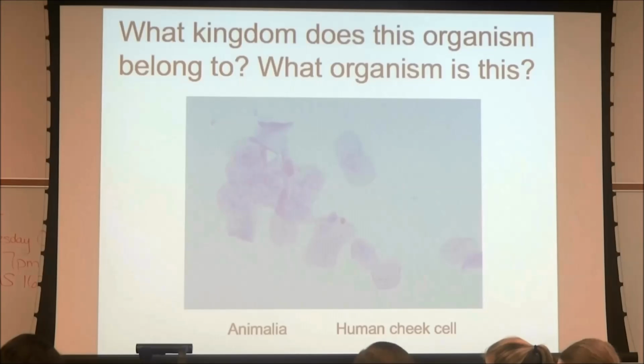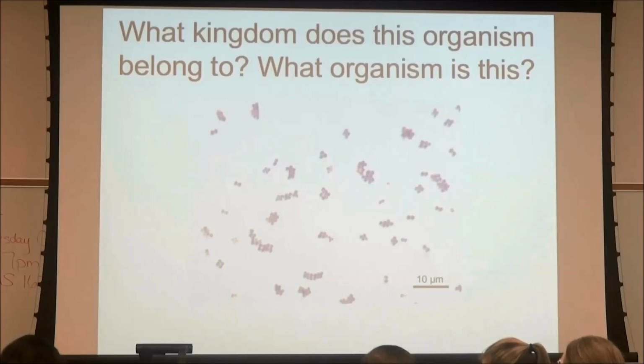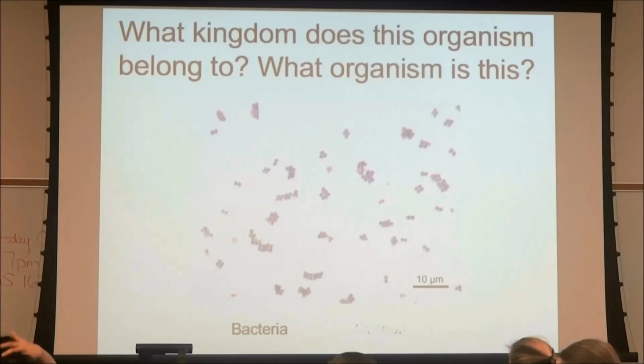Okay, can I switch? All right. All right, what is this? Coccus. Good. It is coccus bacteria. How did you know? It's all circular. It's microscopic, small, and it is circular.